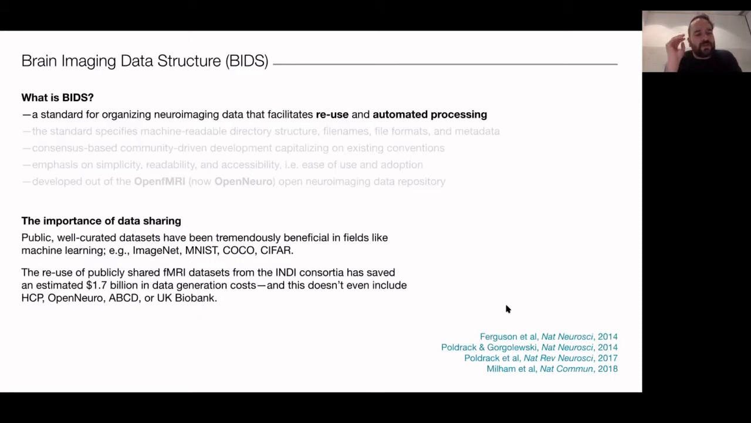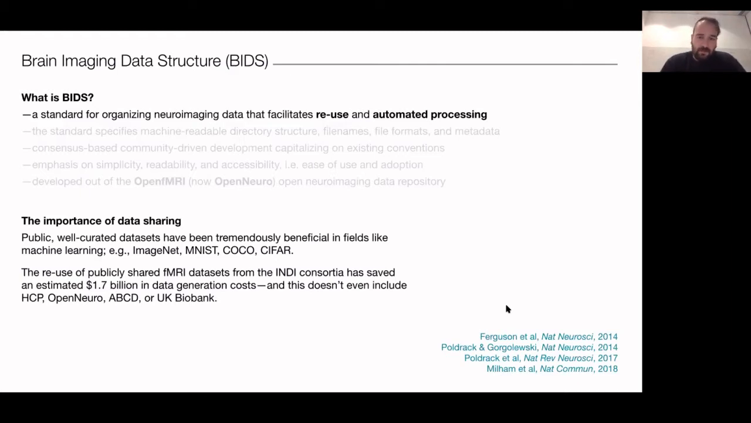I want to focus for a second on this issue of data sharing. Data sharing is exceptionally important. Public, well-curated data sets have been tremendously beneficial. Think of fields like machine learning, where you have things like ImageNet and MNIST and COCO. These not only serve a really important didactic role in understanding how to analyze particular data sets, but when you have a really good benchmark data set, the field is able to run up against this data set and build models and test models and compare models. And that's when you see these really big acceleration moments until they completely exhaust that data set. And now it's time for the next really big important data set.